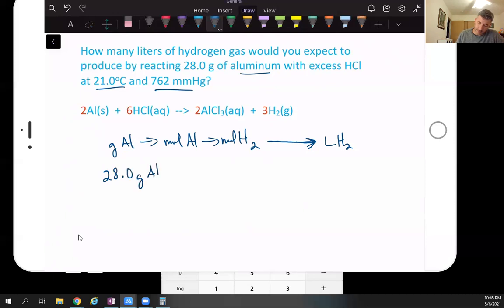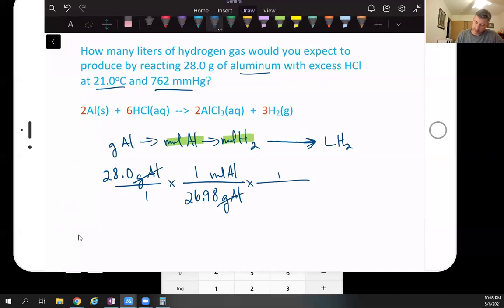28.0 grams of aluminum, and it's reacting with excess HCl, so we don't have to worry about the HCl. Aluminum is our limiting reactant. Okay, so my first step is going to be to go to moles of aluminum, right? So do that first. The periodic table tells me 26.98 grams of Al per 1 mole. And then we're trying to get to moles of hydrogen, so that's going to go on the top of the next step. And of course, moles of Al goes in the bottom because that's what I'm trying to get rid of.